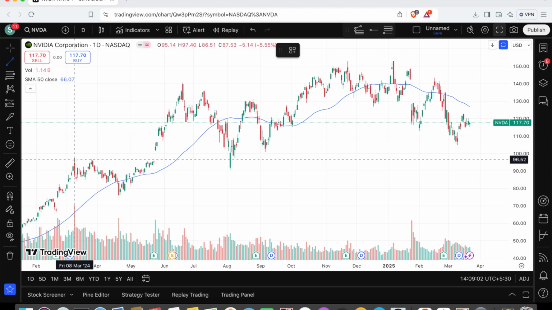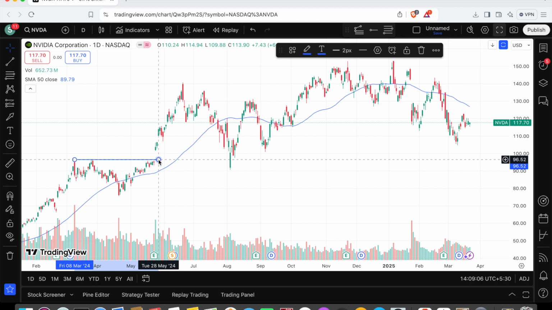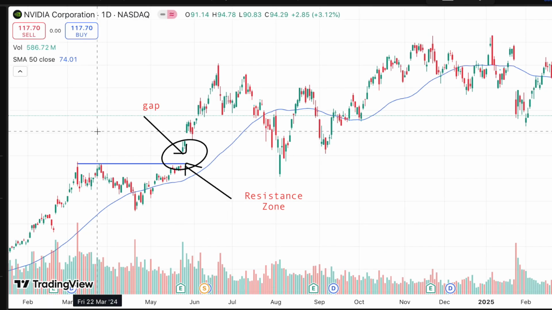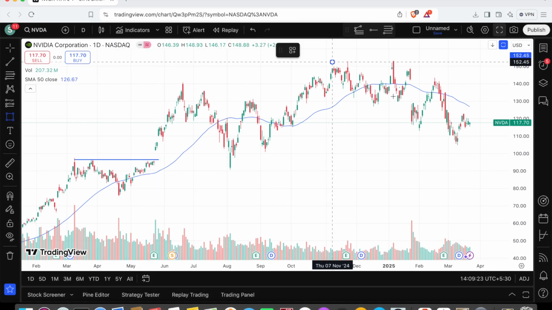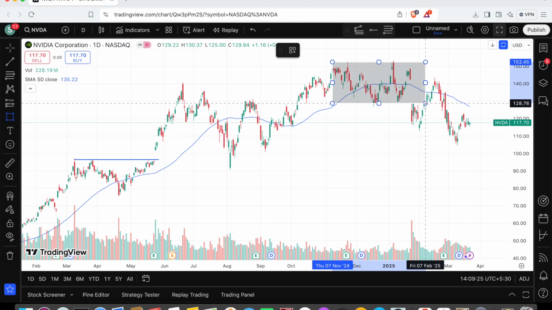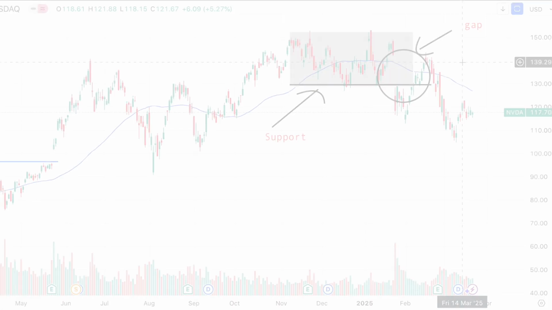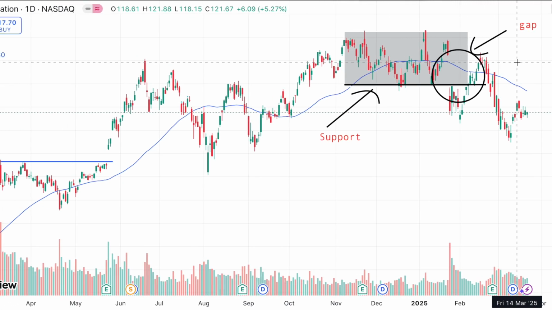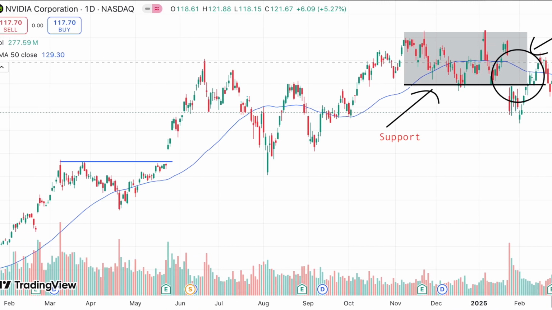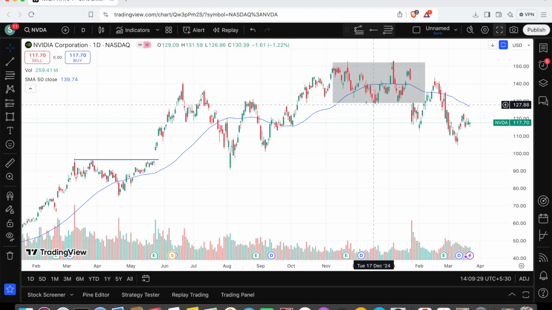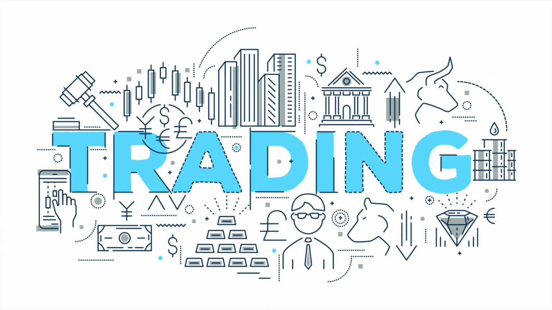If the gap forms on the resistance zone, it means there is a strong upside momentum. On the other hand, if the gap forms on the support zone, it means strong downside momentum is present. This is the reason why gaps are so important in trading.